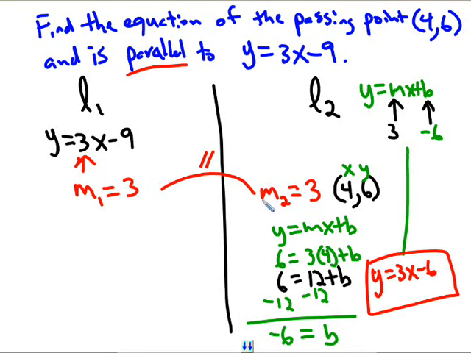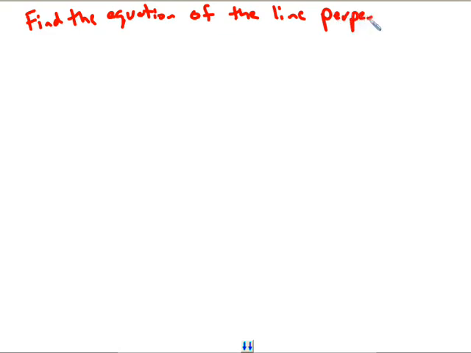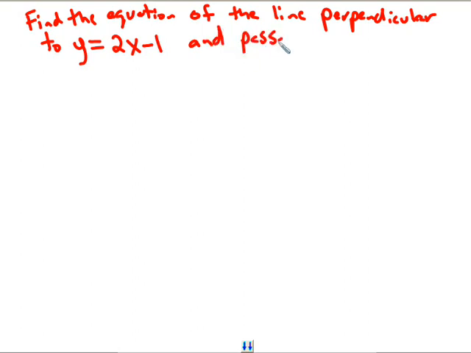Find the equation of the line perpendicular to y is equal to 2x minus 1 and passes through point 8,4.